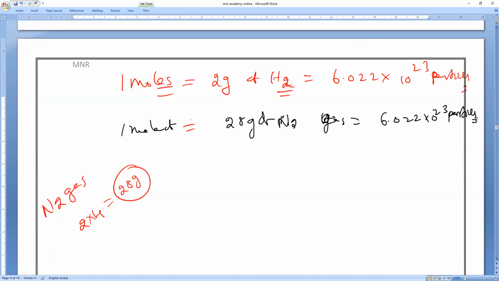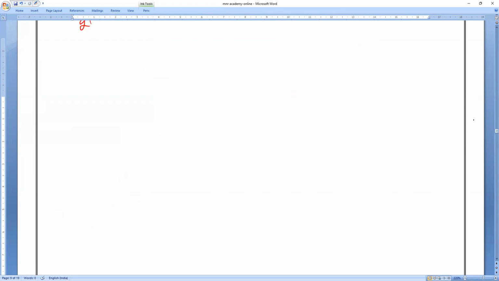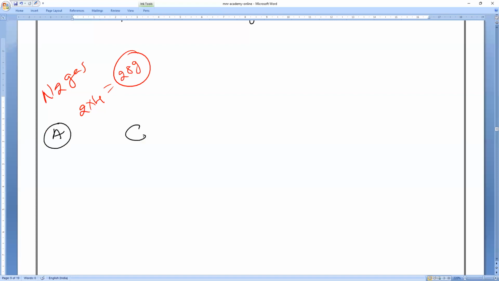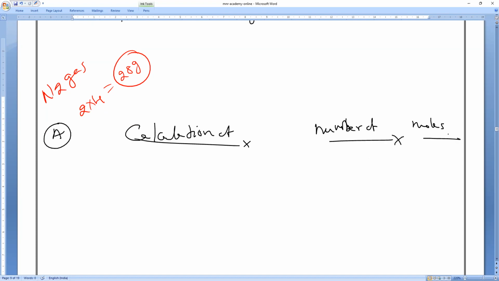Now there are two ways of calculating the mole concept. That is the calculation of number of moles. Method number A. Do it fast, everybody. Calculation of number of moles.